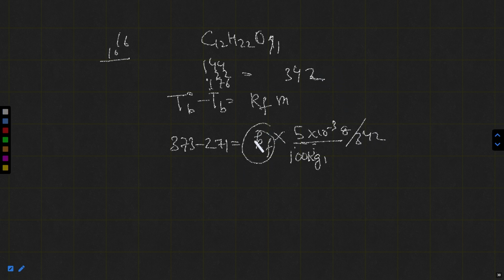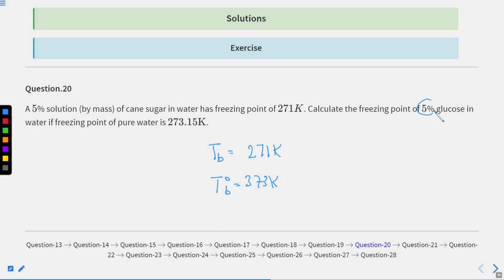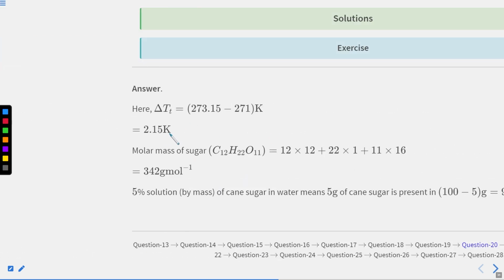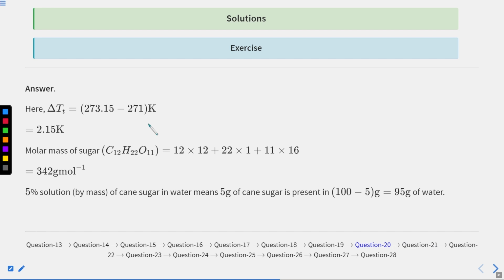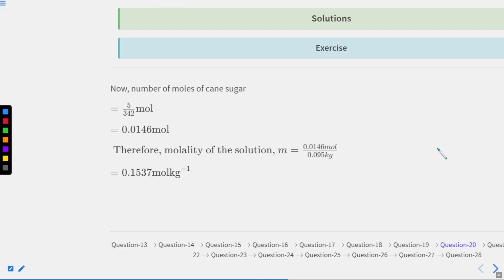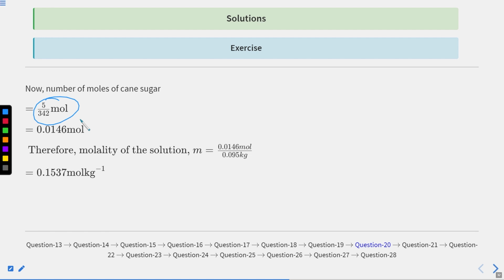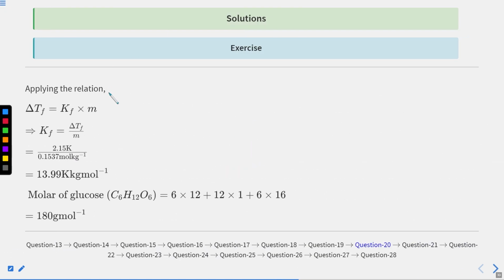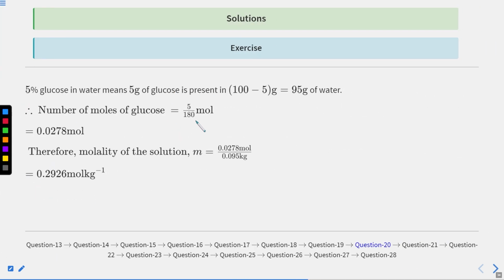Once you calculate Kf from here, then you can put this Kf value here for the 5% glucose, and then you can calculate your boiling point. Let us see the solution. First they have calculated delta T as I have told. Then they have calculated the molar mass. After that, the mass of the water. Further, the number of moles of cane sugar will be 5 by 342. Therefore, the molality will be this much. Then we plug this value in this formula to get the value of Kf. When it is found, we can use this Kf value to calculate it for the 5% glucose.